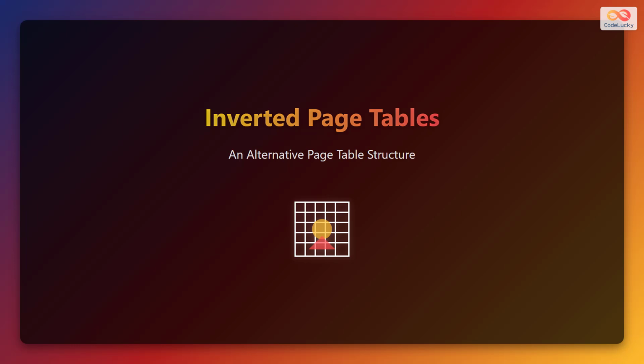In this session, let us explore inverted page tables. This is an alternative approach to the traditional page table structure in operating systems. This method is designed to efficiently manage memory in systems with large virtual address spaces. We will discuss how inverted page tables work, their advantages, disadvantages, and real-world implementations.